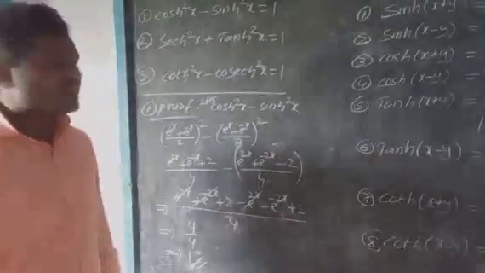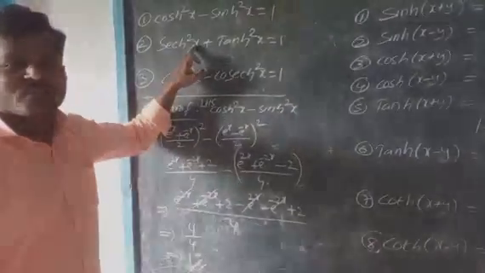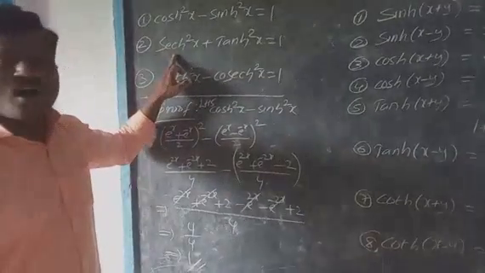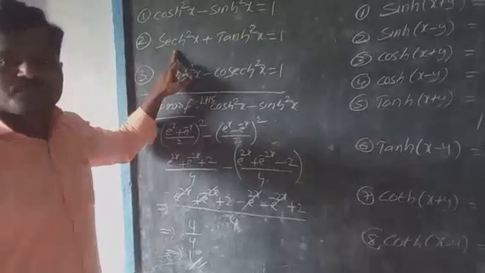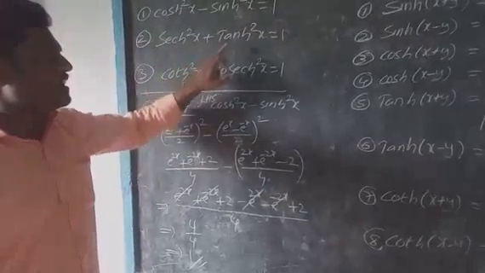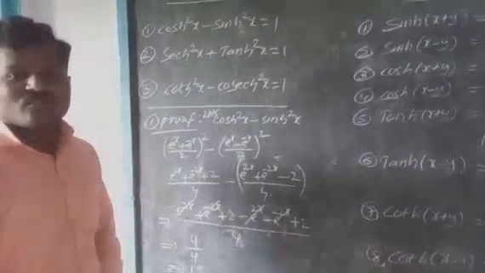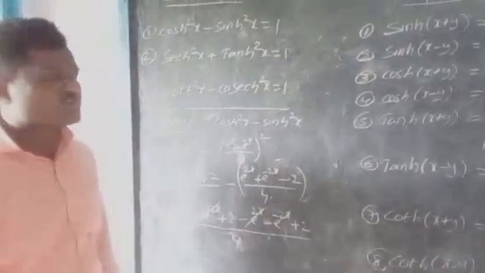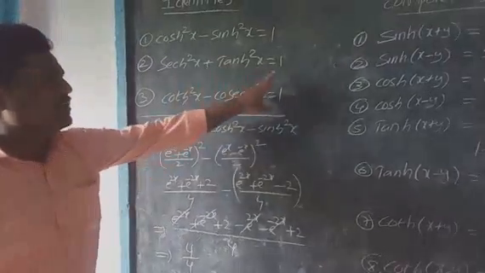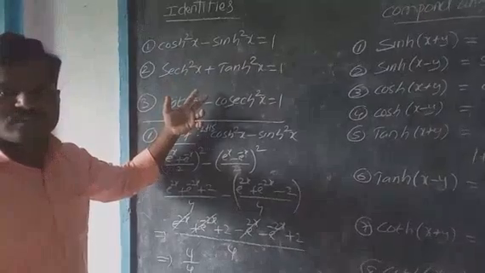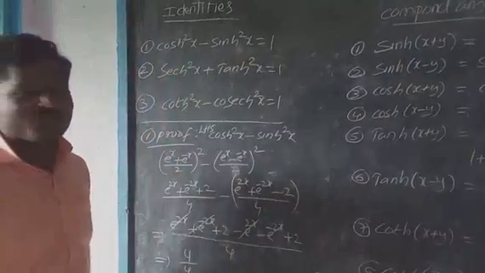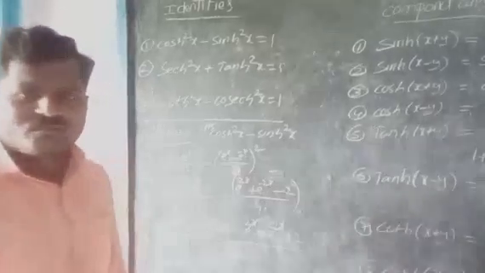In the similar way, you can prove these two also. Sech square x, we already know, is 2 by (e power x plus e power minus x) whole square, and tanh square x is also known. If you substitute the two values in these two, you will get 1. Like this, you have to solve these two. This is the homework, you have to solve this.